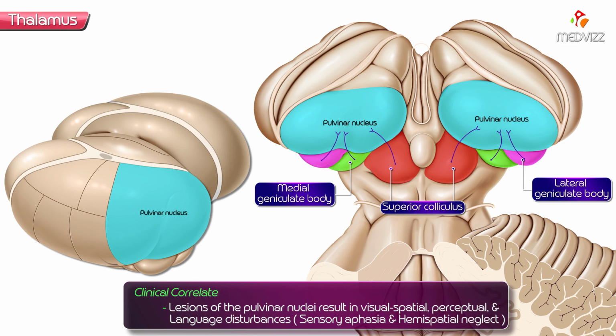An important clinical correlate you need to know here is that lesions of the pulvinar nuclei result in visual, spatial, perceptual and language disturbances, particularly sensory aphasia and hemispatial neglect.